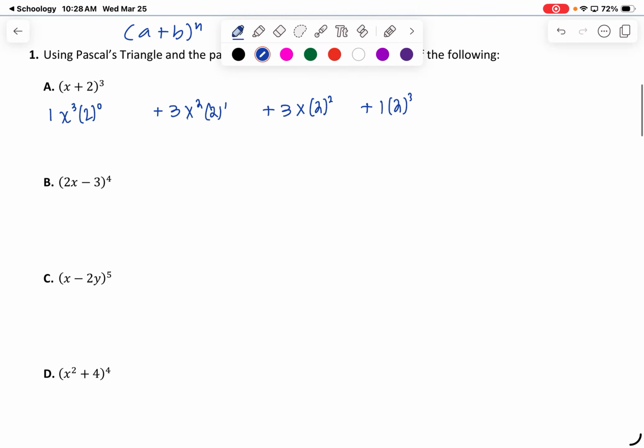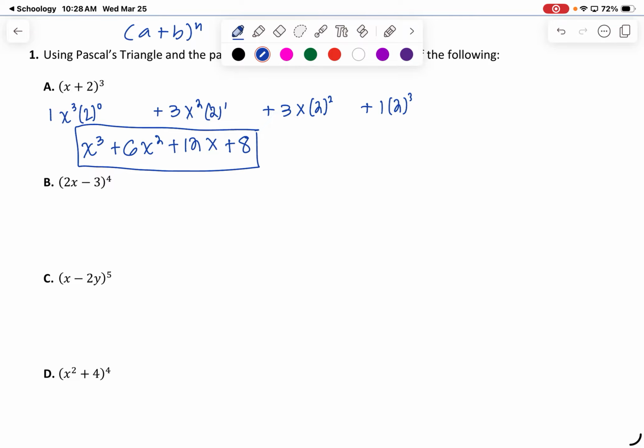And now I can just clean this up. Calculator is allowed throughout this chapter, so I'm going to get my calculator out off to the side to do anything that is too strenuous for my brain, but this should be fine. So remember, 2 to the 0 power is 1, so I don't even need that there. So I have x cubed, and then I have 3 times 2, which is plus 6x squared. 2 squared is 4 times 3, which is 12x, and then 2 cubed is 8. So there it is expanded.